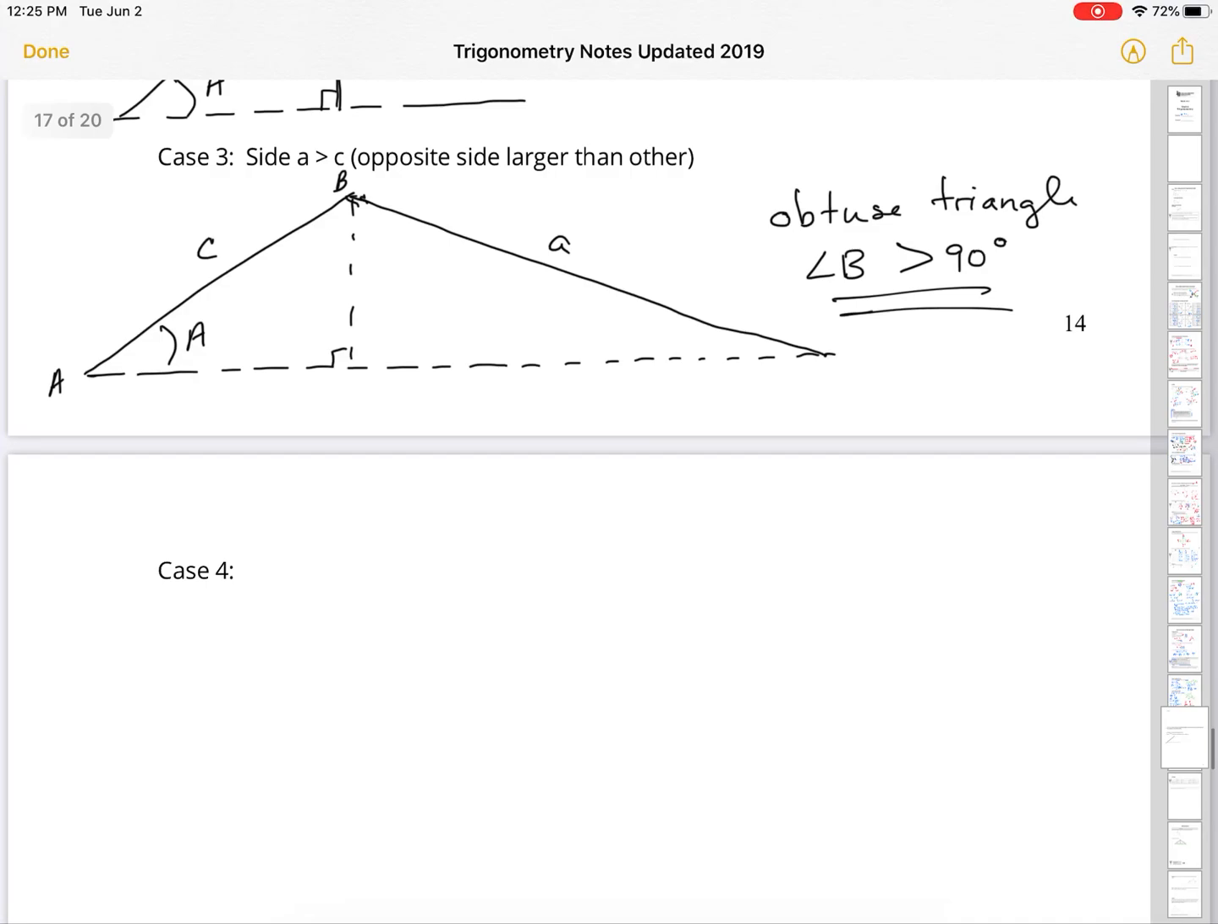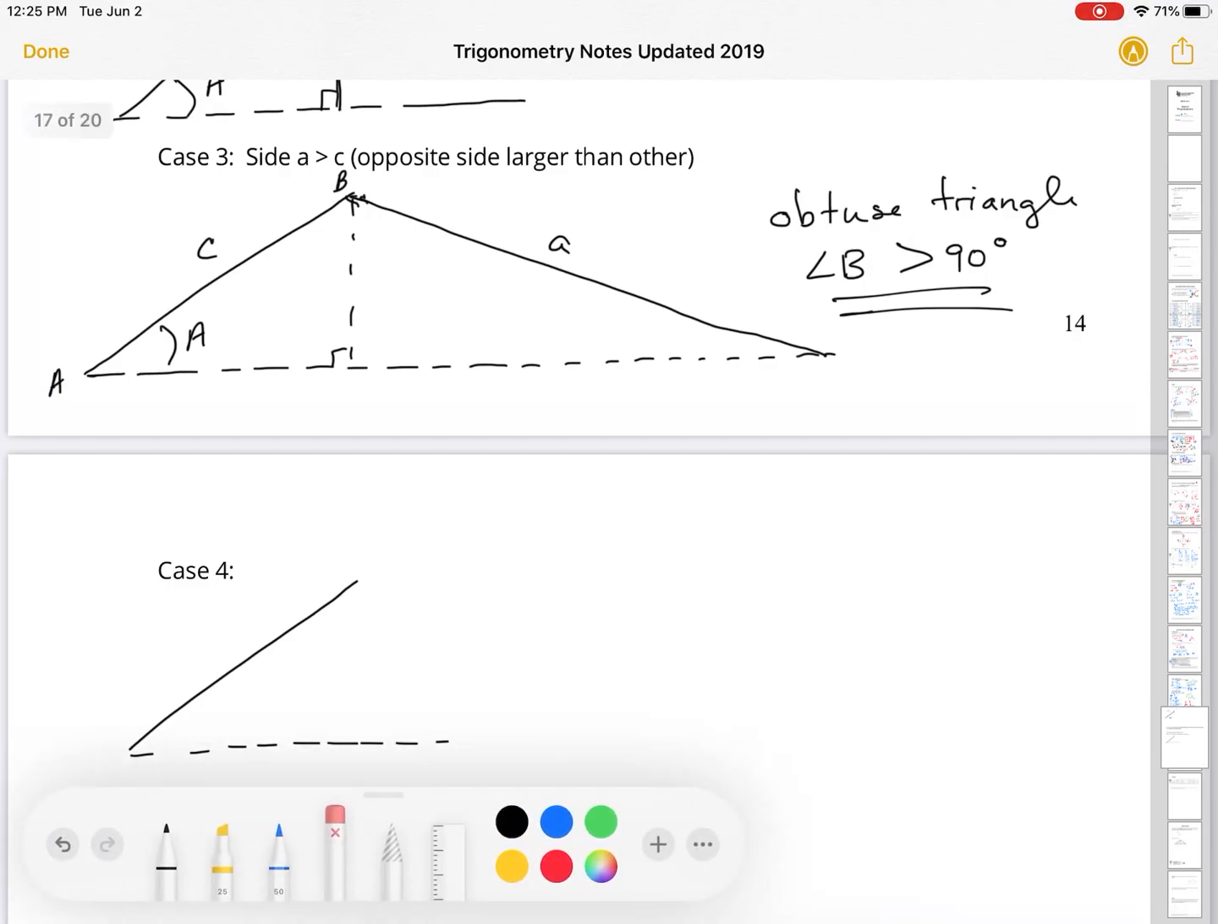Now, if we get case 4, in case 4, A is less than the height, it's greater than the, I'm drawing this wrong, sorry. I want to get this right.